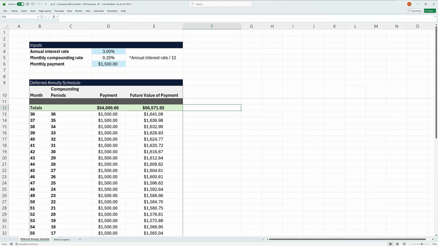Now, as we looked at in the last episode, there is a much shorter way to calculate this in Excel using the built-in future value function. If we enter equals FV, the rate is the monthly rate of 0.25%. The number of periods is 36. The payment is $1,500 entered with the opposite sign. The present value is 0, and we specify 1 to indicate payments at the beginning of each period. This produces the same $56,571.92 we calculated manually in the spreadsheet.